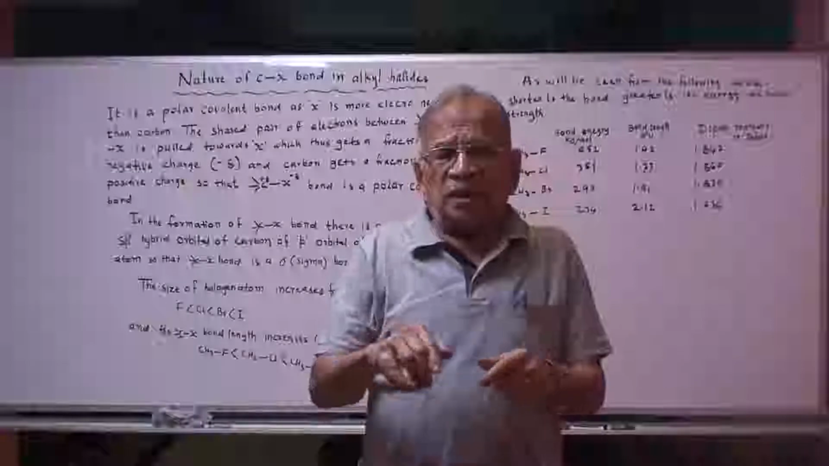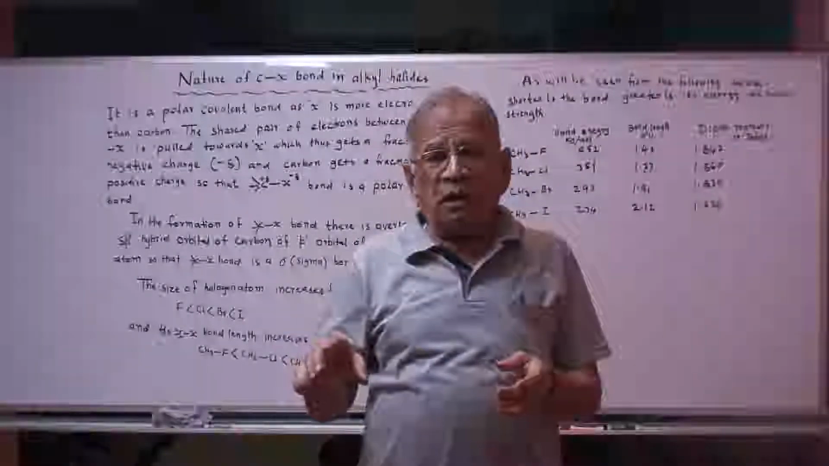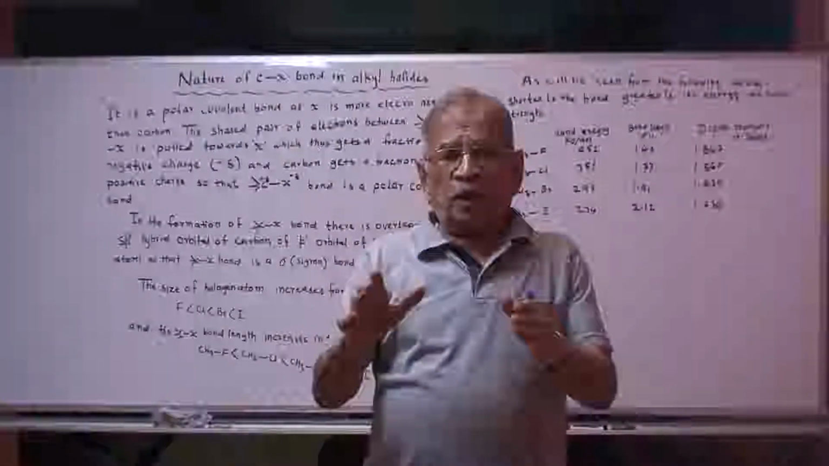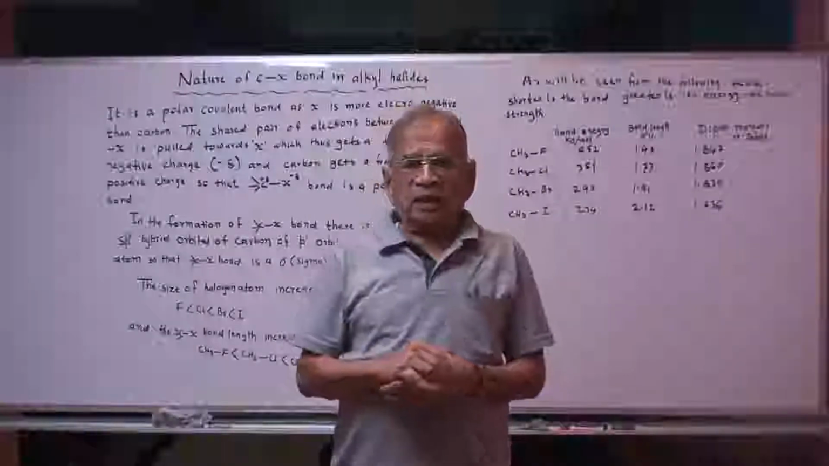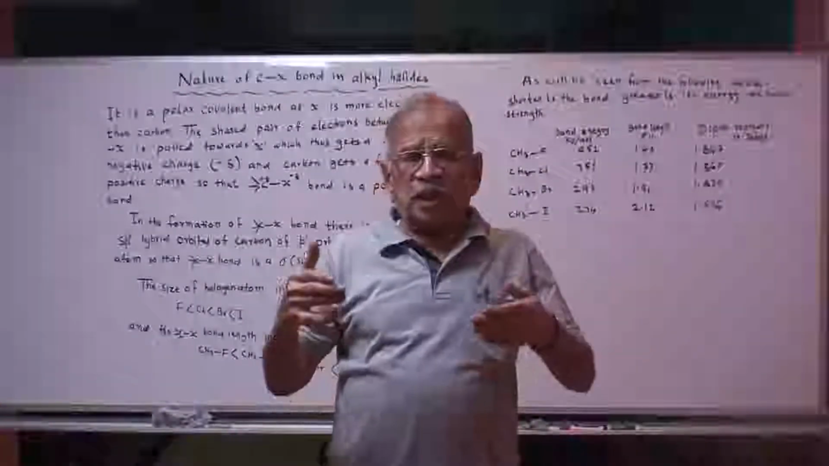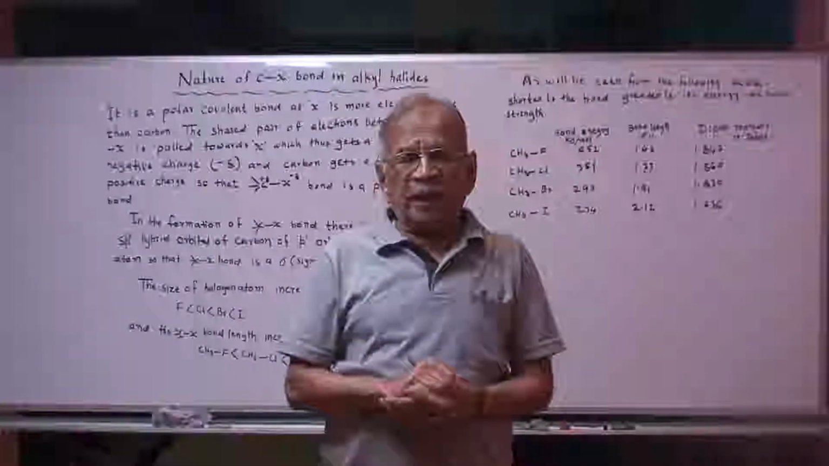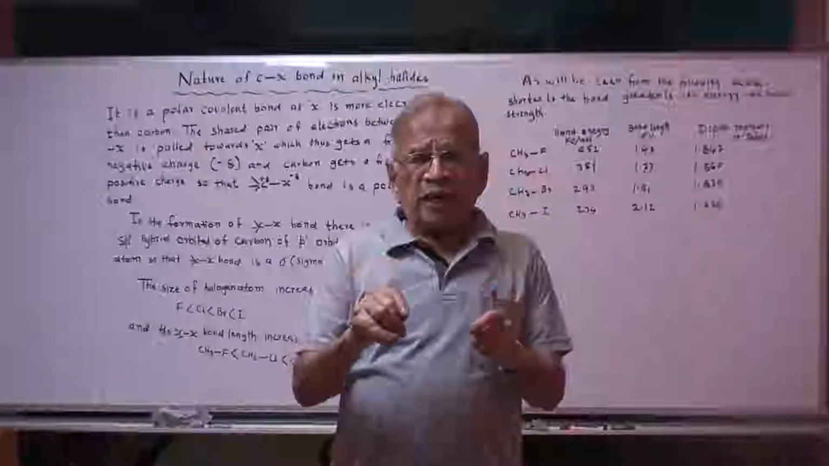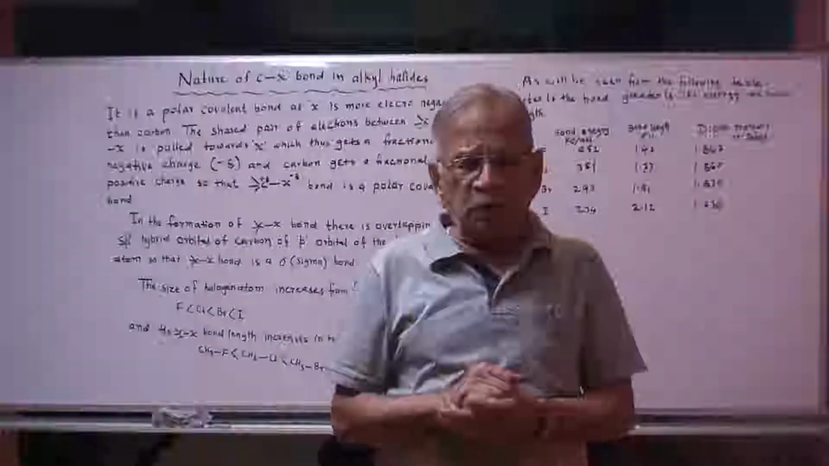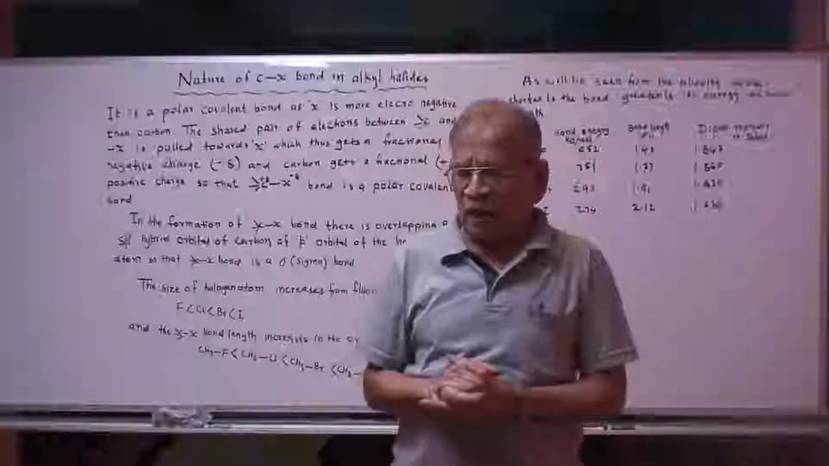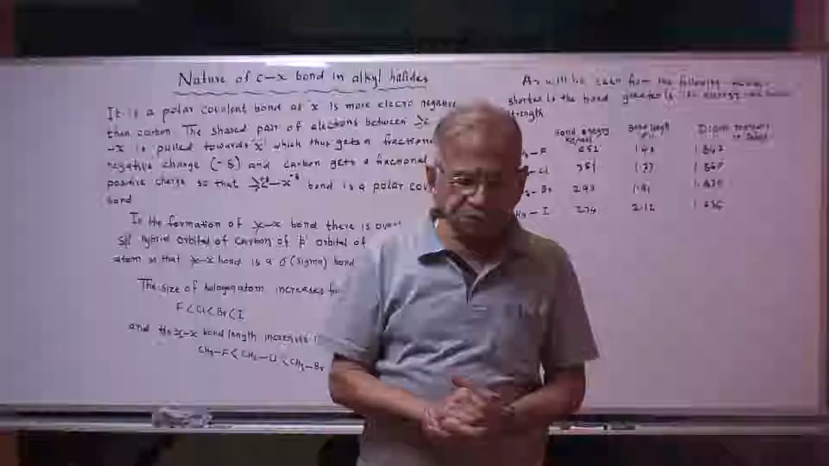It makes the carbon-halogen bond a polar covalent bond, because the atoms carbon and halogen, linked by the covalent bond, have a definite polarity: positive plus delta for carbon, negative minus delta for halogen. Okay.